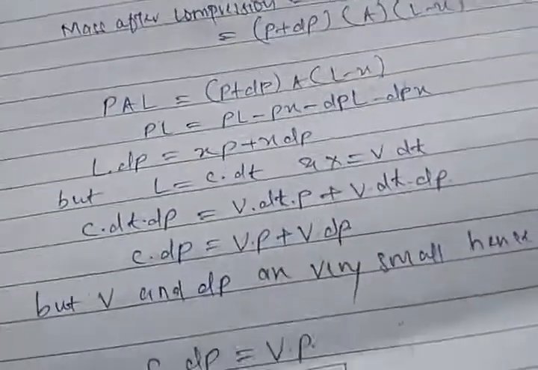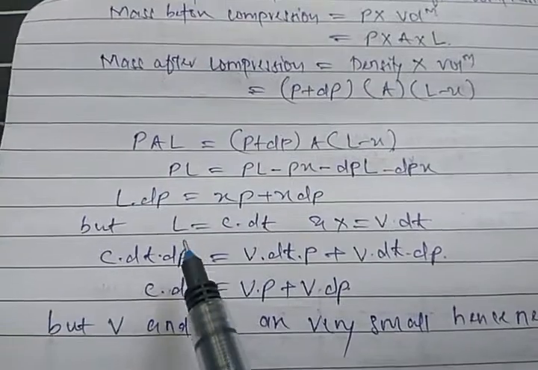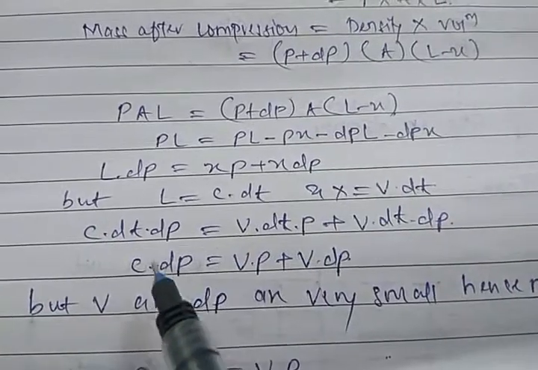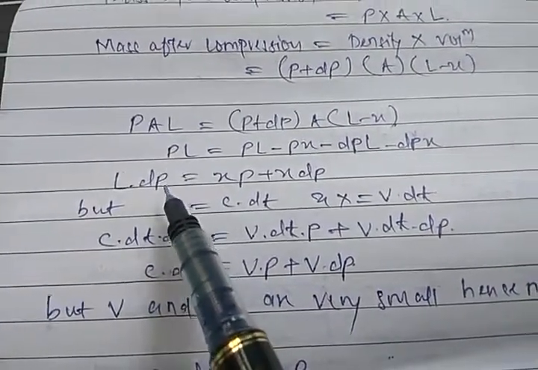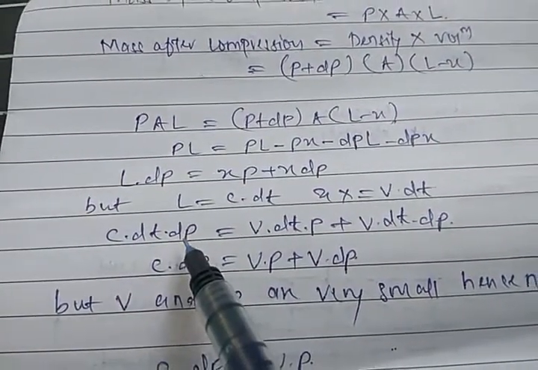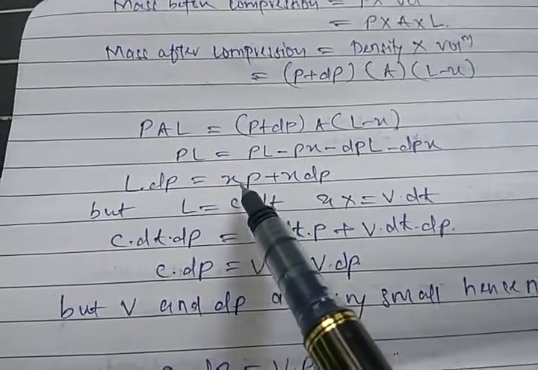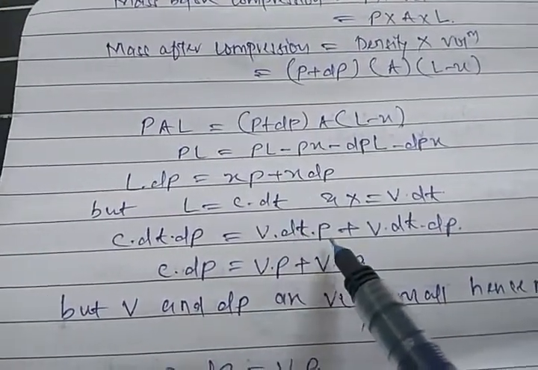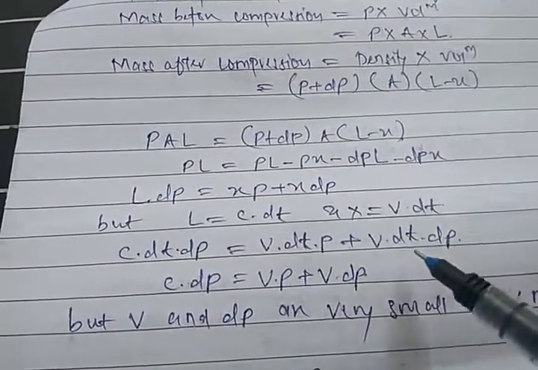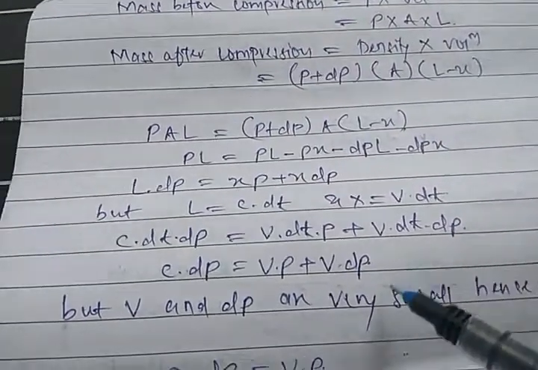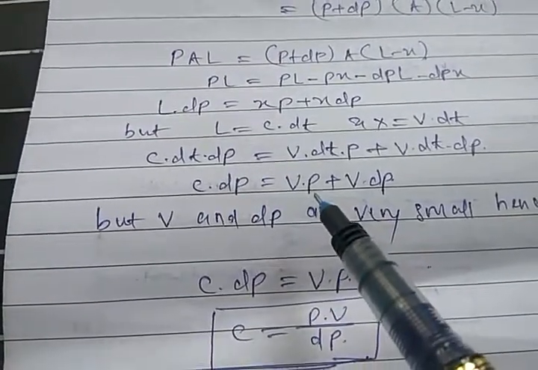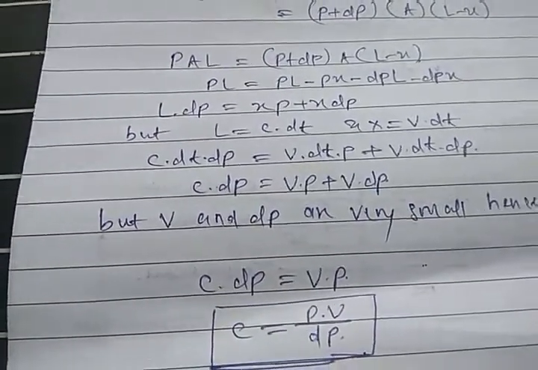Next, L is equal to c into dt and x is equal to v into dt. We know these equations earlier. So instead of L, put c into dt, into d rho, is equal to v into dt into rho, since x is equal to v into dt, plus v into dt into d rho. So c into d rho is equal to V into rho plus V into d rho.